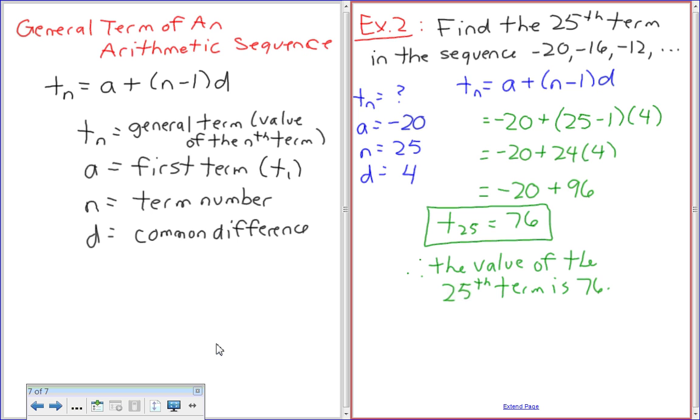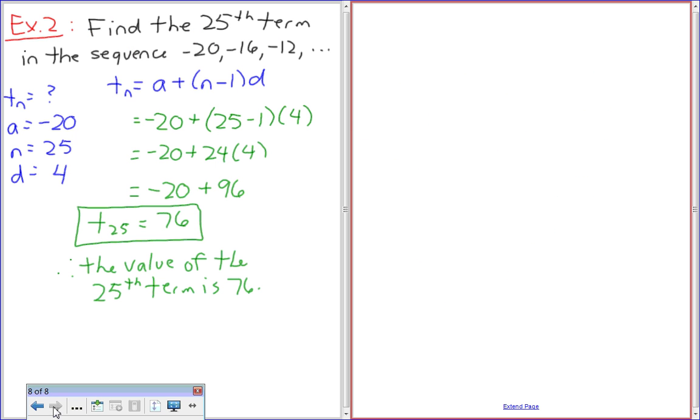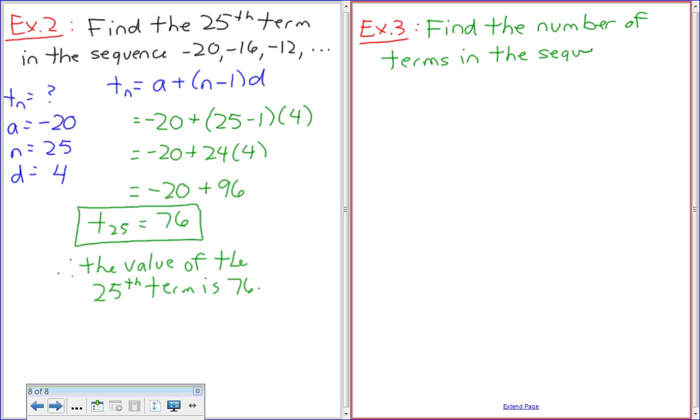Okay, I want you guys to try example 3 for yourselves here right now. Oh, have I recorded this or not? I am recording this. Okay, example 3, try this one for me. Find the number of terms in the sequence. Okay, go ahead.